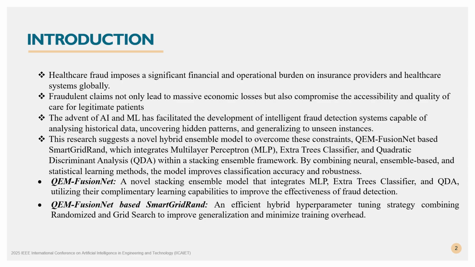This research suggests a novel hybrid ensemble model to overcome these constraints: QEM-FusionNet-based SmartGridRand, which integrates multi-layer perceptron, extra trees classifier, and quadratic discriminant analysis within a stacking ensemble framework. This study's main contributions are QEM-FusionNet, a novel stacking ensemble model that integrates MLP, extra trees classifier, and QDA, utilizing their complementary learning capabilities to improve the effectiveness of fraud detection. And one more thing, QEM-FusionNet-based SmartGridRand, an efficient hybrid hyperparameter tuning strategy combining randomized and grid search to improve generalization and minimize training overhead.